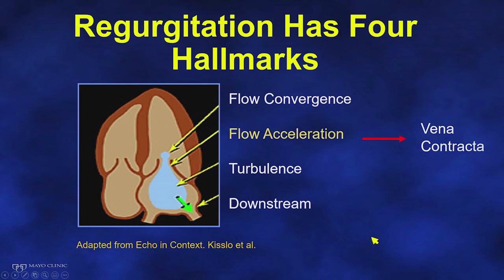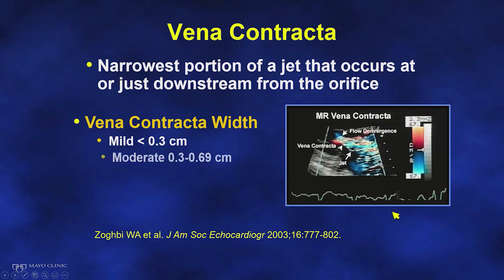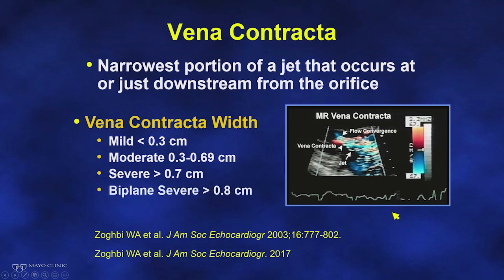So we'll move on to the next hallmark, and that's the vena contracta. Well, what is the vena contracta? It's the zone of flow acceleration. It's the narrowest point of the jet that occurs at or just downstream from the orifice. And there are definitions of the width of that jet for severity. If it's less than 0.3 centimeters, it's mild. If it's 0.3 to 0.69 centimeters, it's moderate. And if it's greater than 0.7 centimeters, it's severe. And the guidelines now also recommend doing a biplane vena contracta, and if that's 0.8 or greater, that is in the severe category.